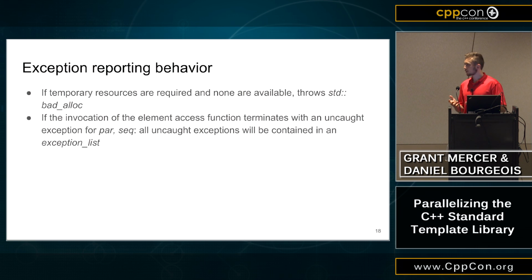Now, for the exception reporting behavior, if temporary resources are required but you don't have them, it'll throw a standard bad alloc. That's pretty normal. And now if the invocation of the element access function, so what actually happens inside the parallelization, terminates with an uncaught exception, for par and for sequential, all the uncaught exceptions will be contained in an exception list that you can use after.